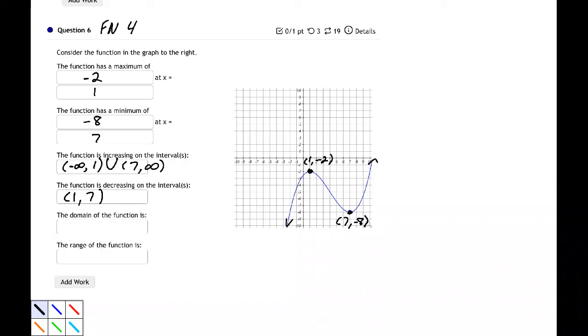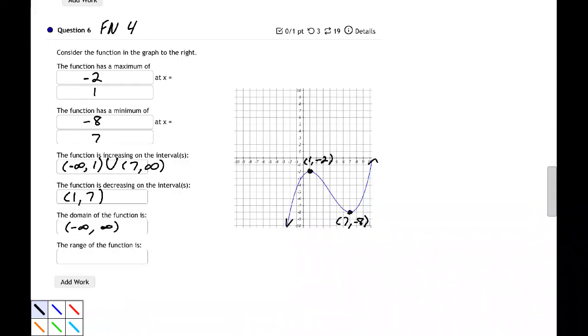Now, the next part of this is find the domain and range. As I was describing this, I was indicating that it goes to the left forever, and it goes to the right forever. Because there are no bounds in the x direction, the domain is going to be parentheses, minus infinity, comma infinity, close parentheses.